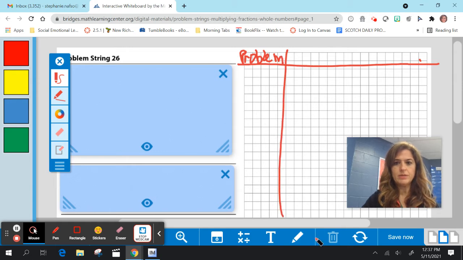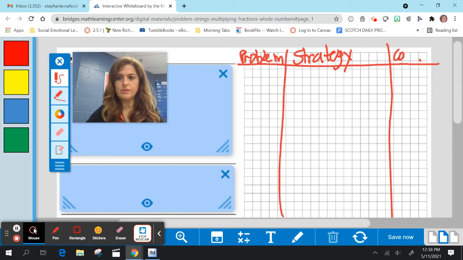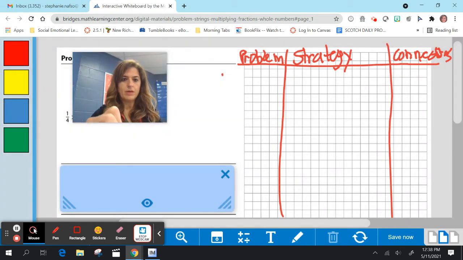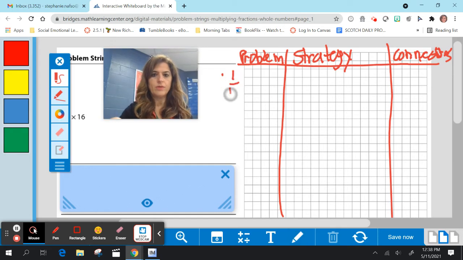strategy, and then connections. Our first problem is simple. It's 1/4 of 16. So 1/4 of 16.